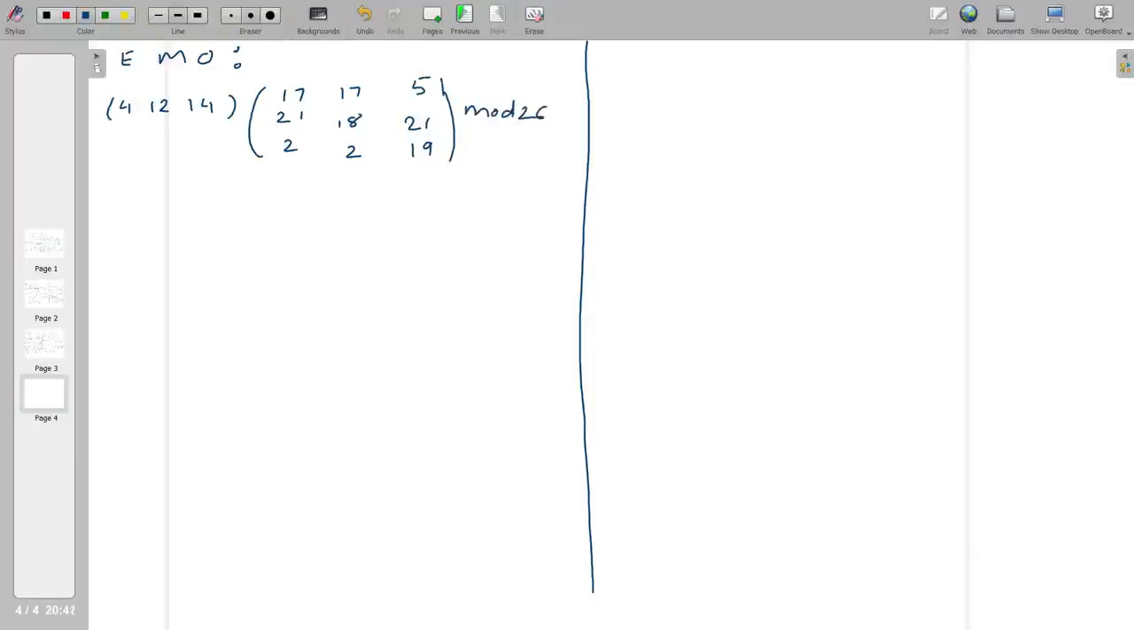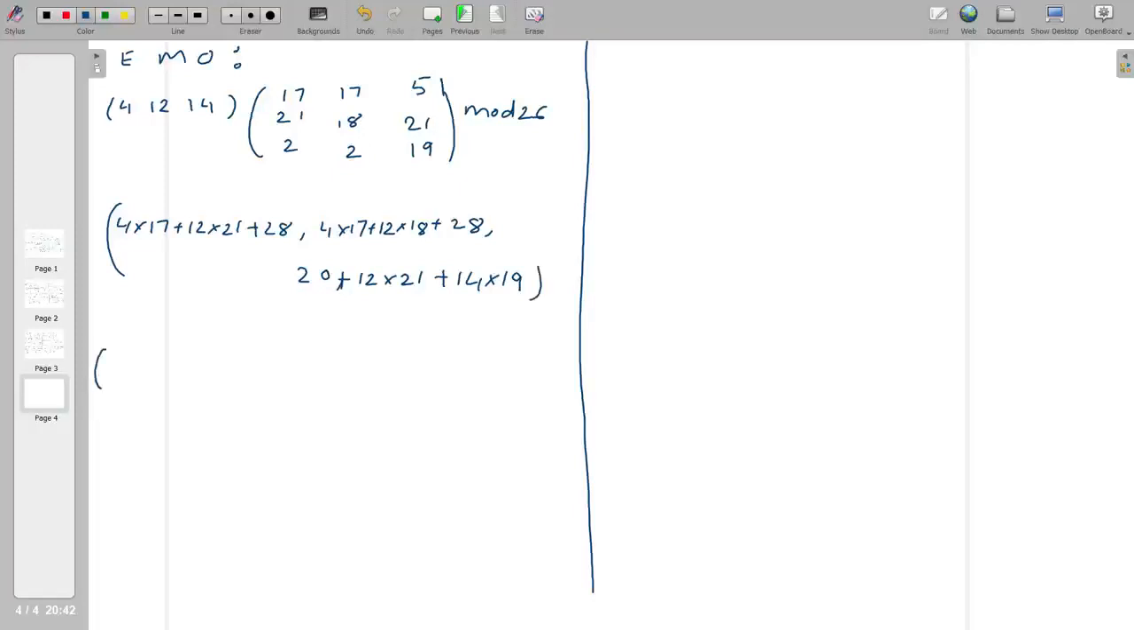So let's multiply these two matrices. So it is going to be 4 into 17 plus 12 into 21 plus 14 into 2, which is 28. Similarly, 4 into 17 plus 12 into 18 plus 14 into 2, which is 28. The third one is 4 into 5, which is 20, plus 12 into 21 plus 14 into 19, and it is mod 26 operation.